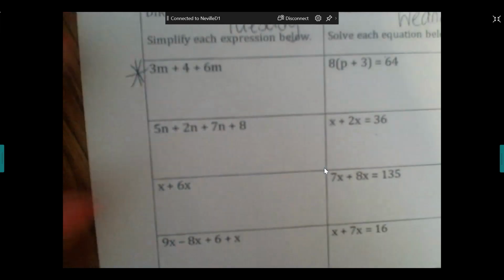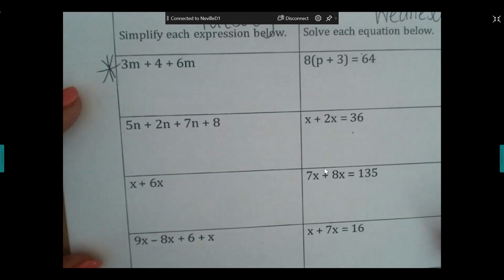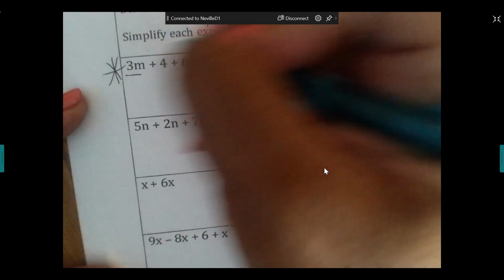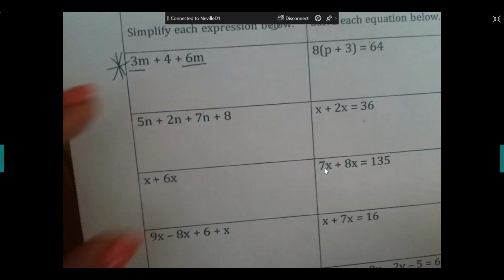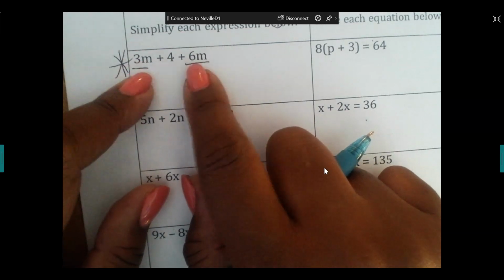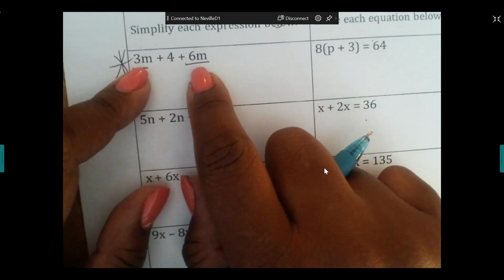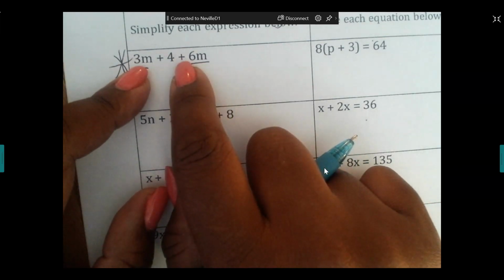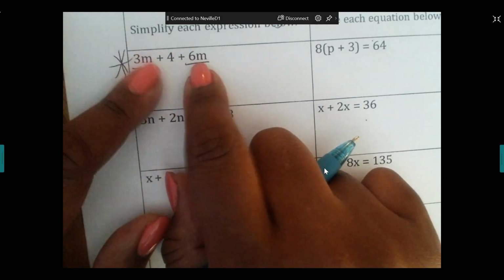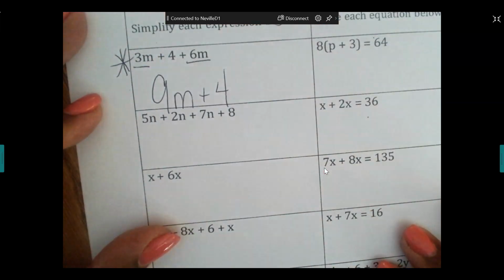So let's look at our first one here. 3M plus 4 plus 6M. You want to remember your strategy. You want to underline the like terms. And Casey, what am I doing with 3M and 6? Am I subtracting, adding, multiplying, or dividing? Baby, what sign is there? Adding. That's what it tells me to do. And what is 3 plus 6, guys? 9M plus 4.